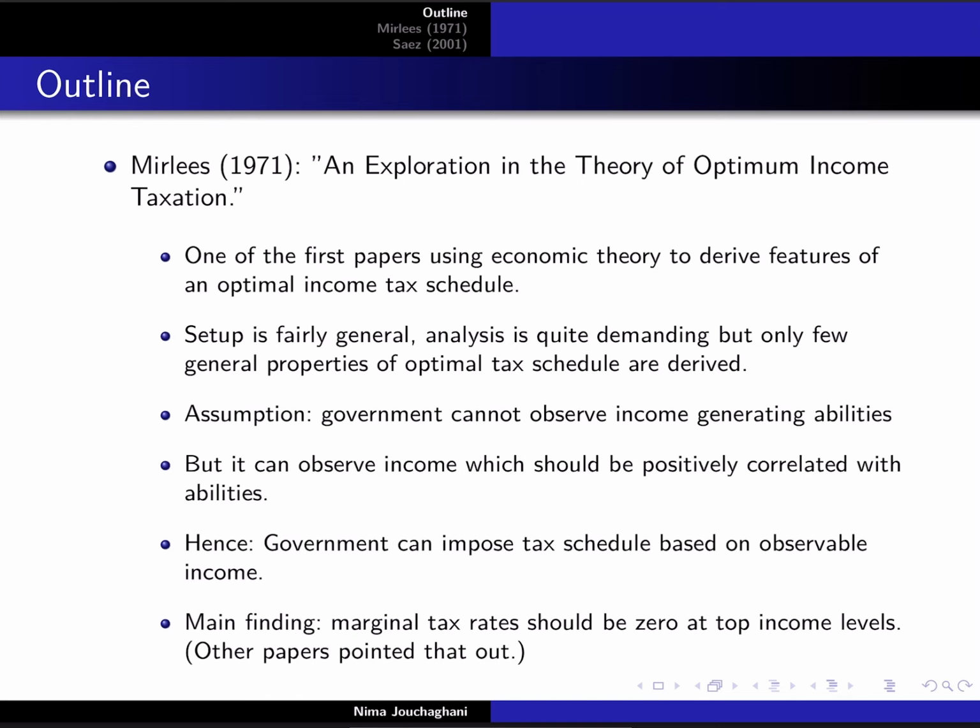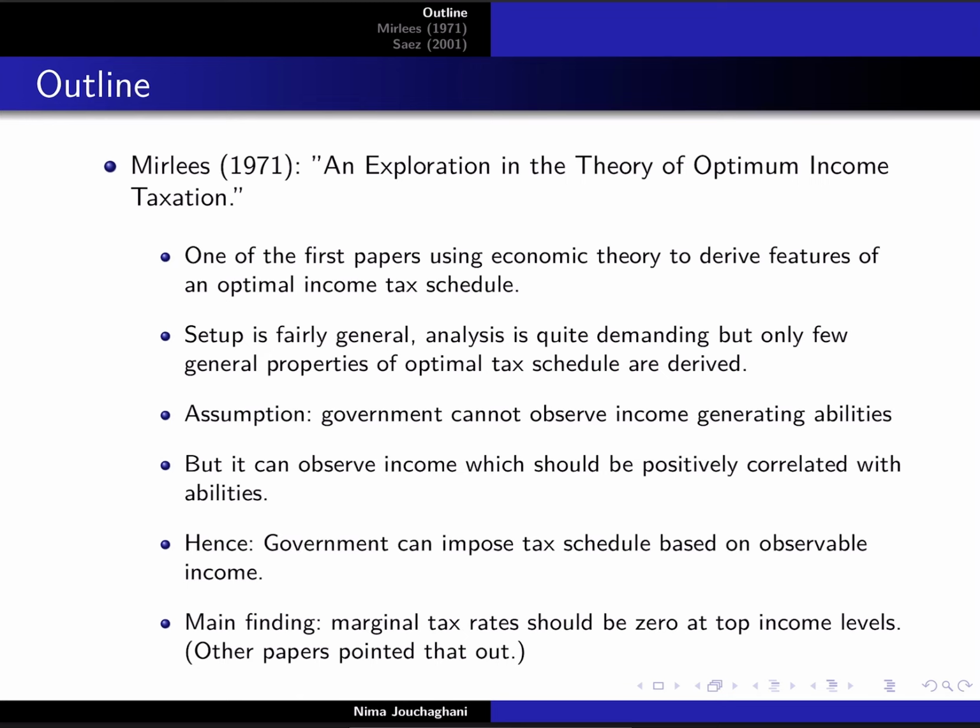What the government then can do is it cannot impose a tax schedule based on abilities, but it can impose a tax schedule based on observable income. This is possible for the government because it can observe the income.